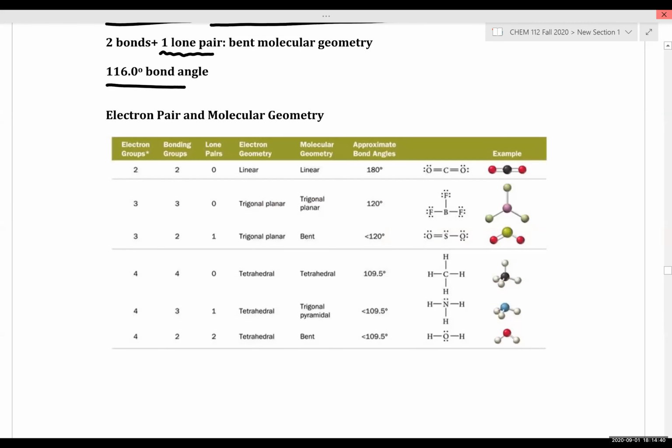So here's a table summarizing electron pair and molecular geometry for many of the common molecules and common geometries that we see in organic chemistry. You should be familiar with this list, and you should be comfortable assigning electron pair and molecular geometry, in addition to hybridization.